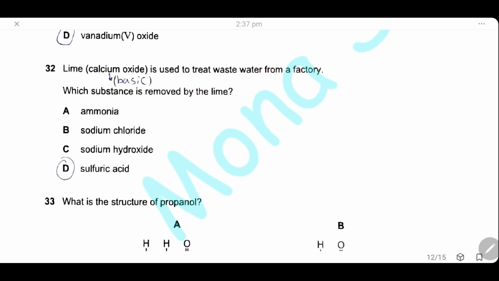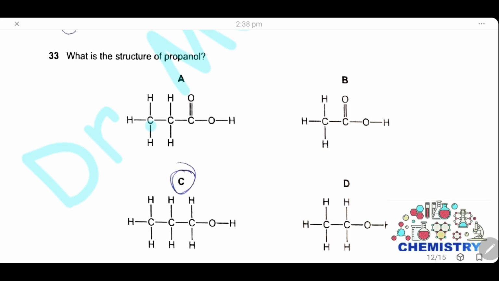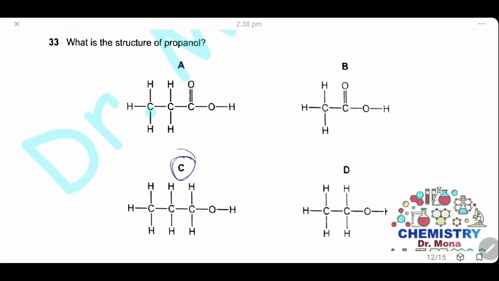Question 32. Lime, calcium oxide, is used to treat wastewater from factories because wastewater is acidic and calcium oxide is a basic oxide. Which substance is removed by lime? The substance removed, of course, will be acid, so the answer is D, sulfuric acid. Question 33. What is the structure of propanol? Propa means 3 carbons and ol means 1 hydroxyl group. So we will count the number of carbons. Here we have 3 carbons and 1 hydroxyl group, so the answer is C.